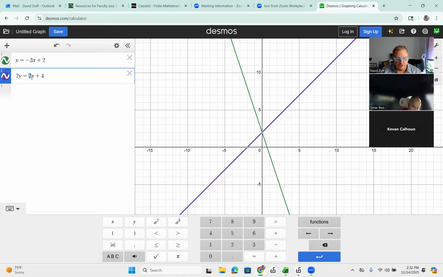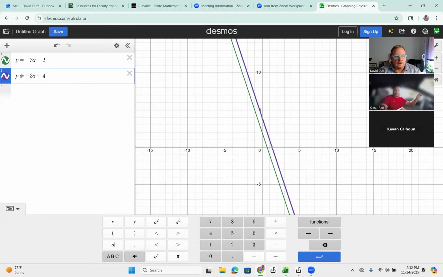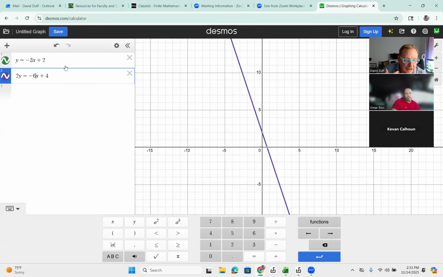When they cross, there's one solution. When the two lines are parallel to each other, there are no solutions. And then the third situation is when the two lines are simply scalar multiples of one another. The only thing separating these two lines is that if you multiply the first line by 2, you get the second line. They're the same line. So there's an infinite number of solutions.